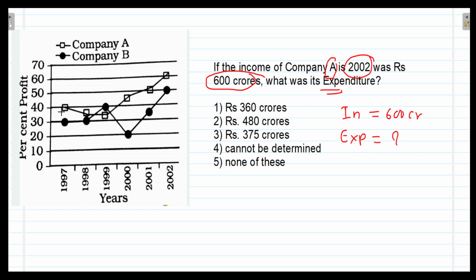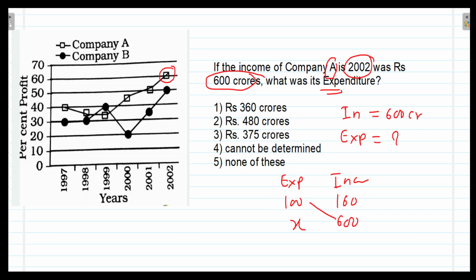And so here we will see that what percent profit is there. It is company A, so we will see in company A in 2002. So in 2002 company A's profit is 60%. 60% means what? For 100 rupees, there is a profit of 60 rupees. So if the expenditure is 100 rupees, then what will be the income? Income will be 160 rupees because profit will be 60 rupees. So for 100 rupees the income is 160, then for 600 crore income, what will be the expenditure?